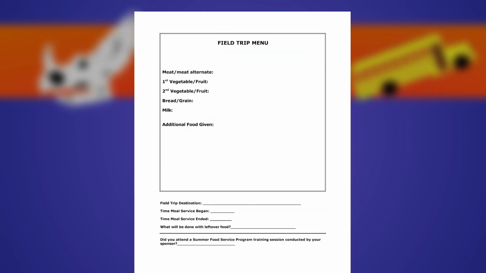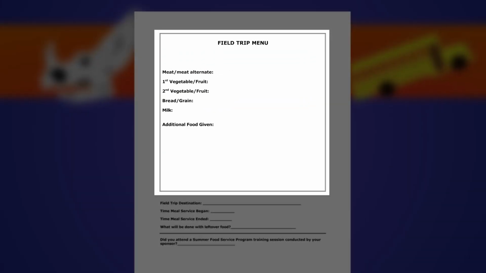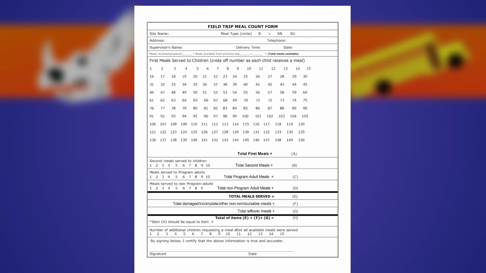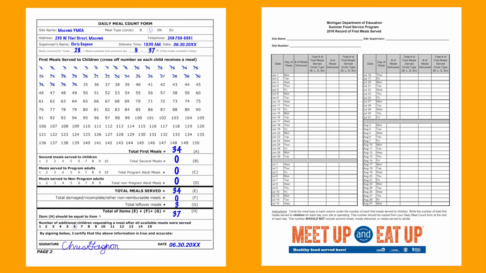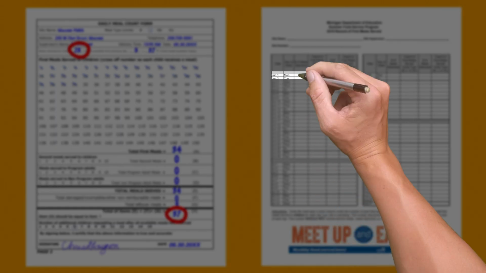On the back of the form, you'll see a space to report the components of the meal and some general questions about your trip. Remember that even on a field trip, you need trained staff to count meals at the point of service. At the end of each meal service, you need to transfer the number of meals delivered and number of first meals served over to the record of first meals served.